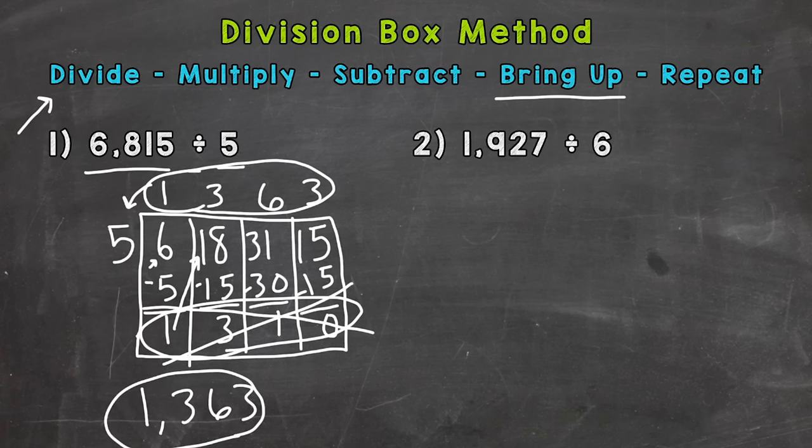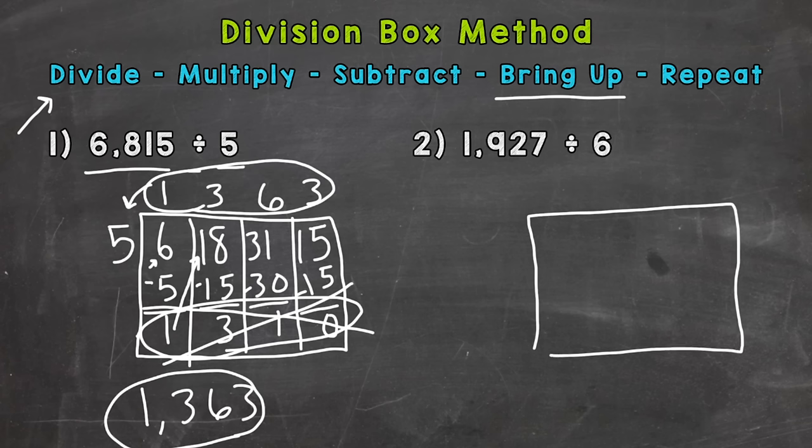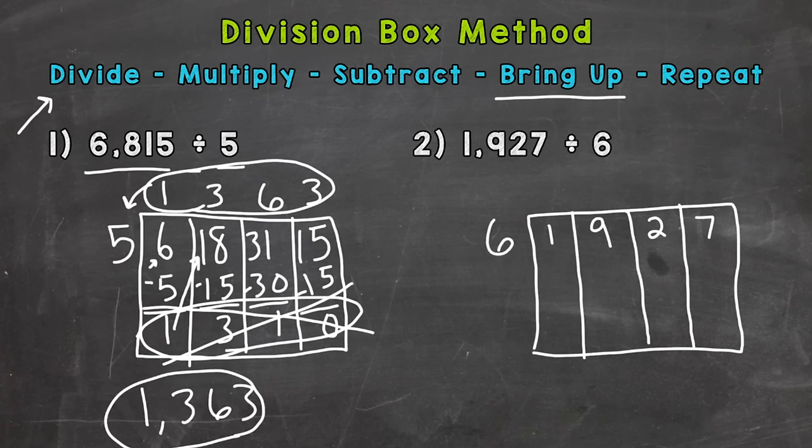On to number 2, where we have 1,927 divided by 6. So let's set up our rectangle or box here. And we need 4 sections again because we have a 4-digit dividend. So 1,927, and 6 is our divisor. So let's start with our steps.